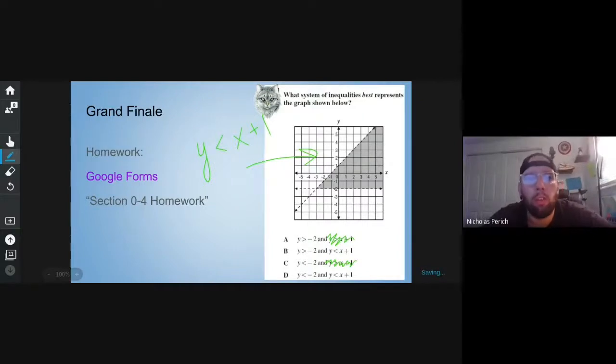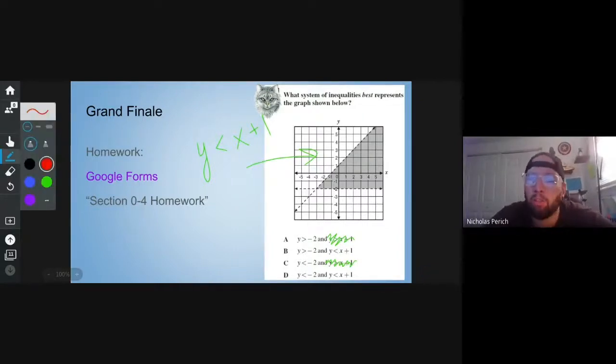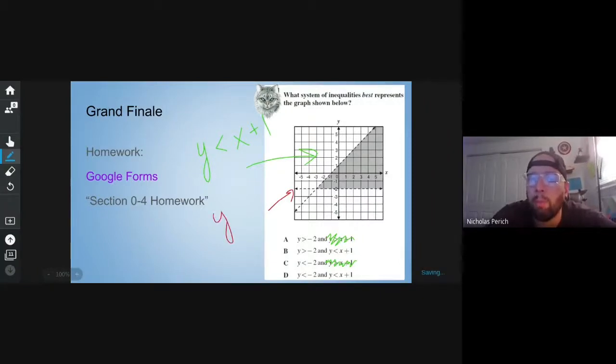Now let's do the other equation. The other equation has a slope of 0. So it goes right through negative 2. I'm shading above, so that equation is going to be greater than, which means it has to be y is greater than or equal to negative 2.